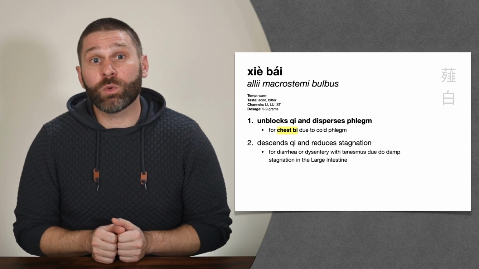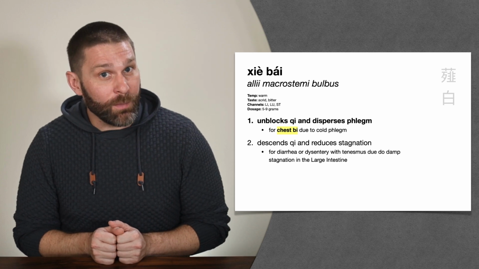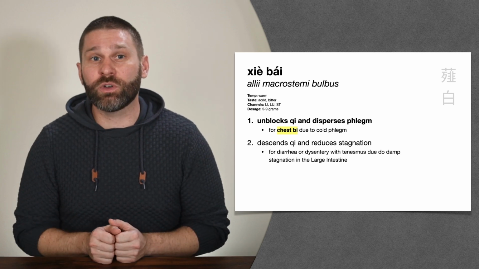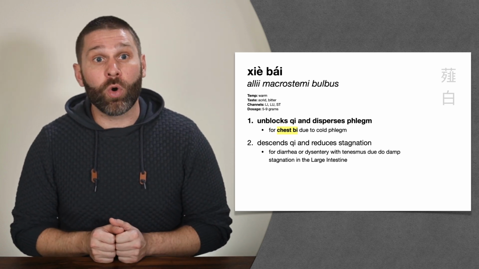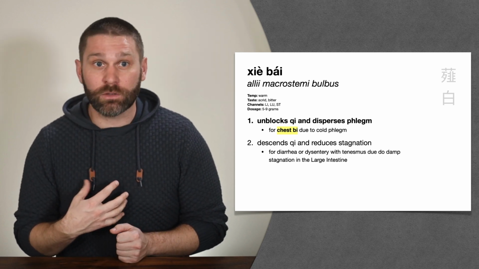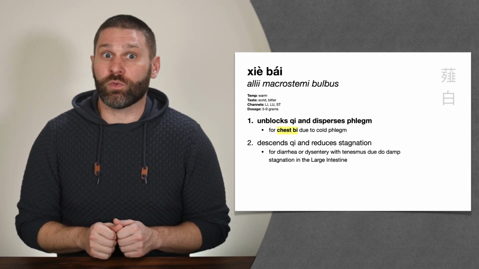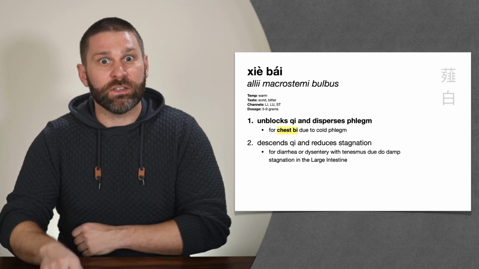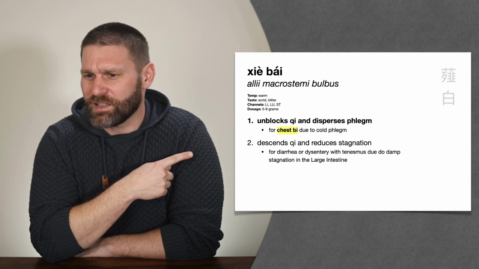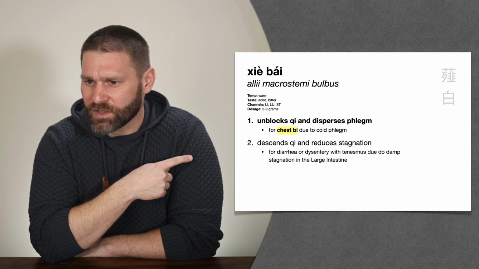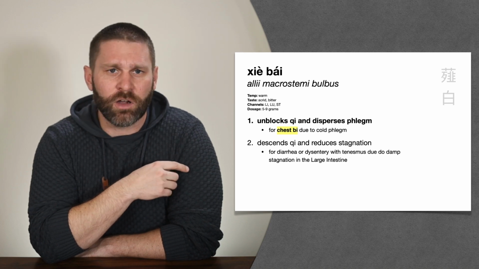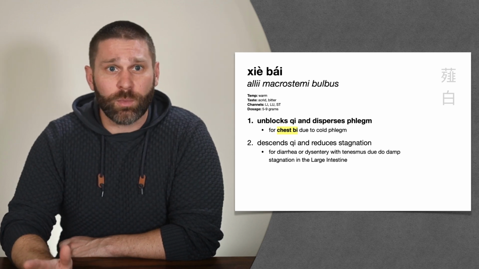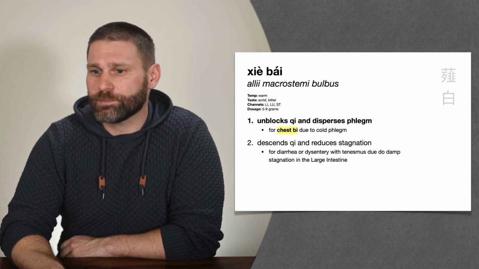Basically, when we get to formulas, we'll learn a formula called Gualou Xiebai Baijiu Tang, and this is the only formula we learn where Xie Bai is an ingredient. It turns out that is a formula for chest bi, or chest impediment, due to qi stagnation and phlegm. So if you remember one thing about Xie Bai, I would remember chest bi due to qi stagnation and phlegm. We also say it descends qi and reduces stagnation for diarrhea or dysentery with tenesmus due to damp stagnation in the large intestine, kind of similar to what we talked about with Mu Xiang. But again, for Xie Bai, if you remember one thing, I would remember chest bi.